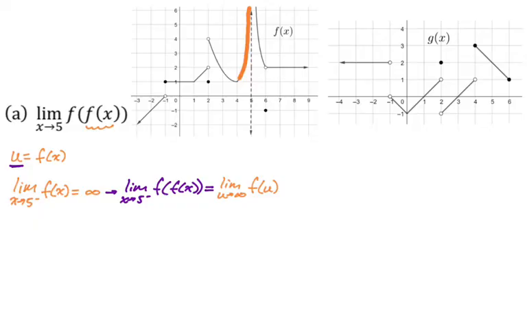So it's the graph of f of x. It's also the graph of f of u. So I'm going to go back to that graph. If we go to infinity, you can see the y value is always 2. So that limit is 2.